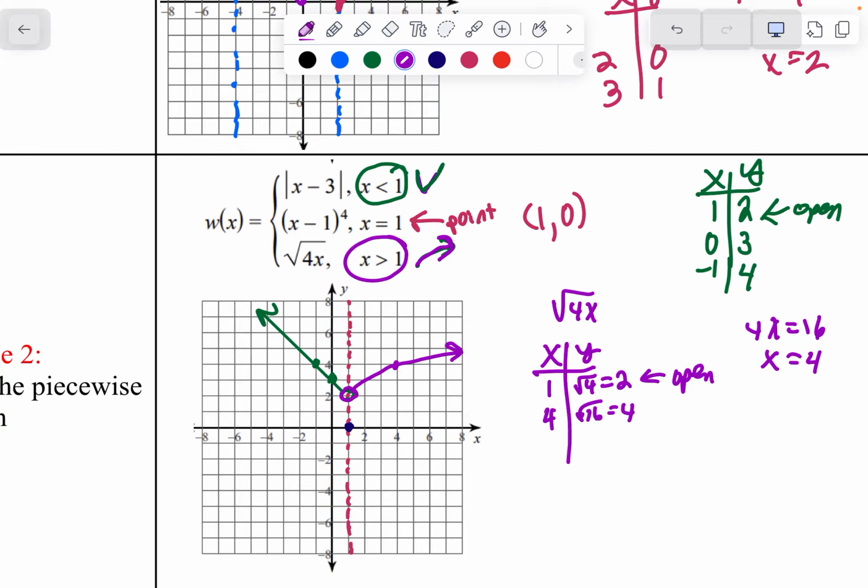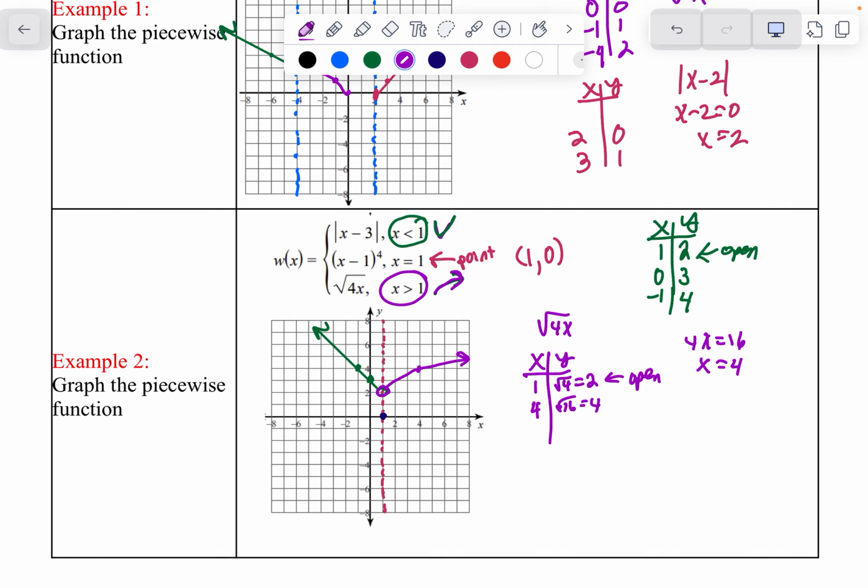Okay. Now you can plug in many points for square roots. I always ask myself, well, when is it going to equal 1? When is it going to equal 4? When is it going to equal 9? When is it going to equal 16? I try to plug in perfect numbers so that I get nice points. Any questions there?